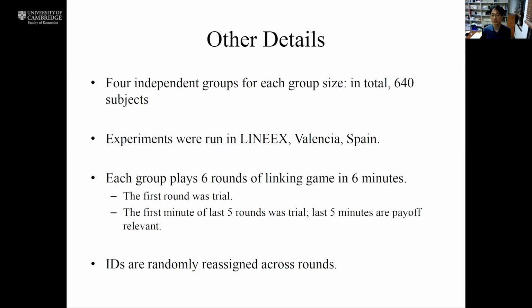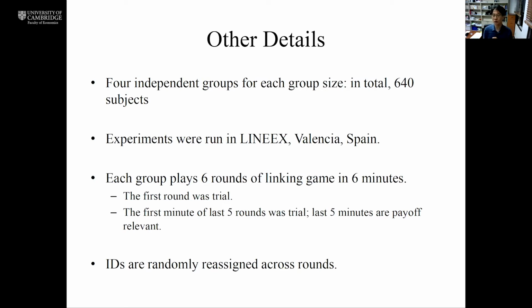And there are other details. Let me briefly go over these other details, which will be repeated in the other 2 experiments, and in the other 2 experiments, I won't explain them. The experiment was run in the Linux lab at the University of Valencia in Spain. Each group plays 6 rounds of the games, either the linking game, the linking and effort game, or the trading game, in 6 minutes. These features are common across all 3 experiments.